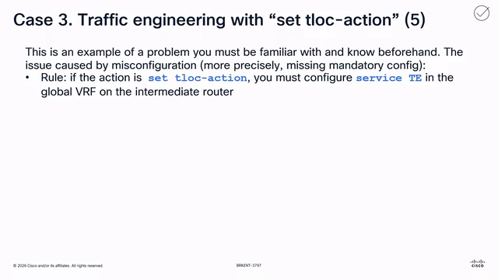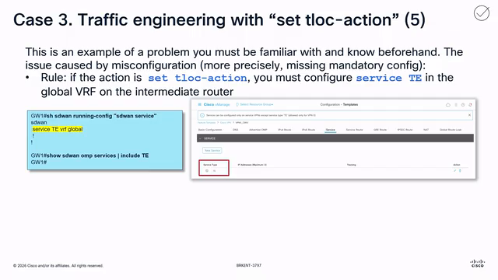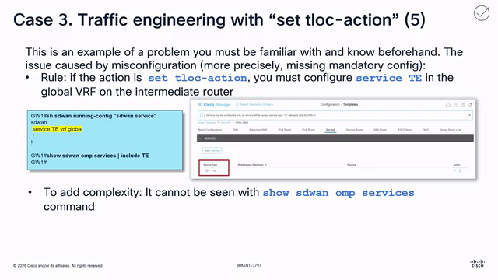If you want to use TLOC action, you need to enable a special service, like service chaining, but it's not about service chaining, which is also confusing. The service is called traffic engineering, right? You can define it either in a CLI add-on template, or in the template you can also enable it as a service. And to add complexity, as I said, it's not like a usual service. It will not be seen as part of the show sdwan omp services output.